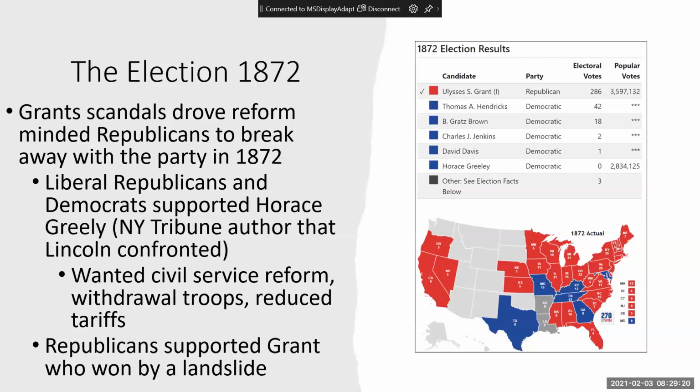Now, many of the more radicalized Republicans, the liberal Republicans, wanted to have a change, a more progressive stance on a lot of these issues. They actually had supported Horace Greeley, who was the New York Tribune writer that we actually talked about when Lincoln had first confronted him, because he wanted to go to war a lot sooner than everyone else. They pushed him to be the next president. And just think of that. The New York Tribune author was being nominated for president.